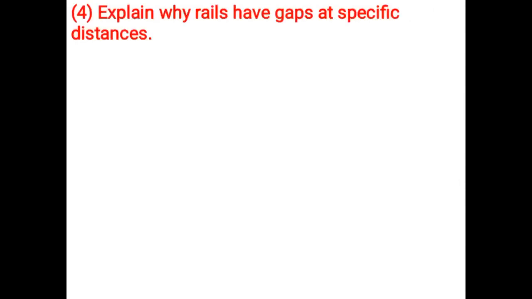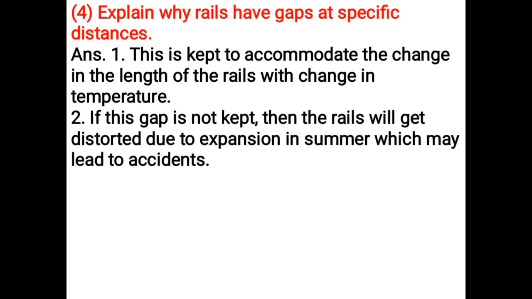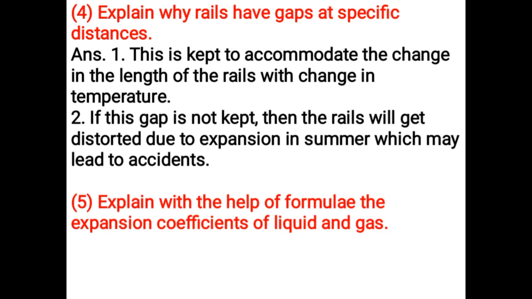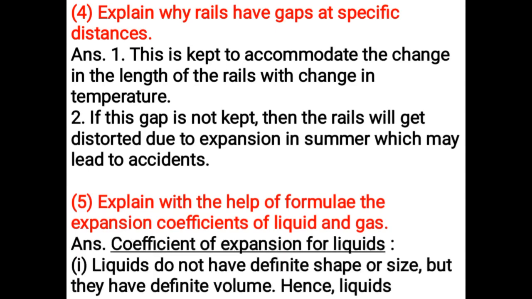Explain why rails have gaps at specific distances. This is kept to accommodate the change in the length of the rails with change in temperature. If this gap is not kept, then the rails will get distorted due to expansion in summer, which may lead to accidents.